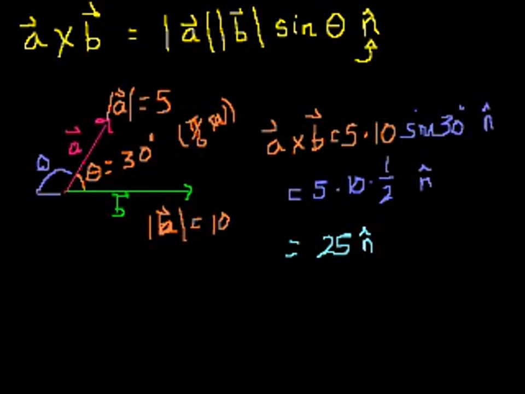Let me show you the notation for that. If I draw a circle with an X in it like that, that is a vector that's going into the page or into the screen. And if I draw this, that is a vector that's popping out of the screen.